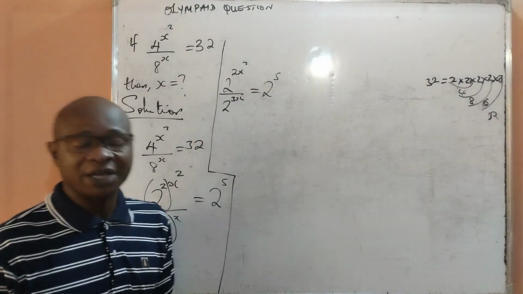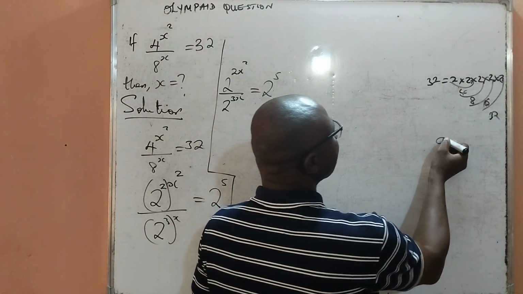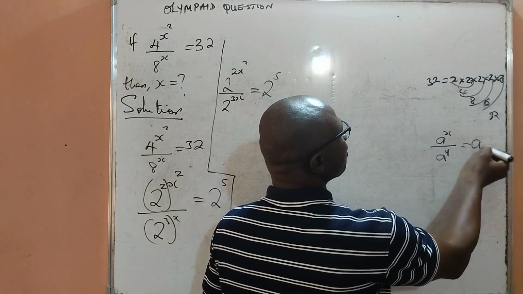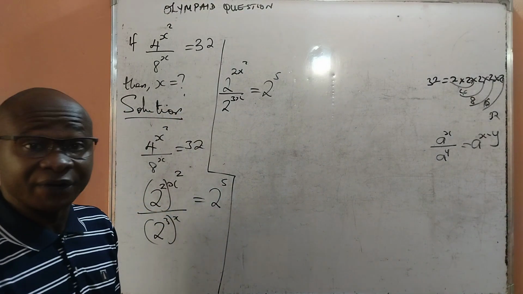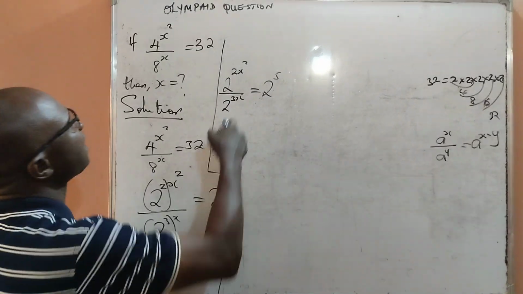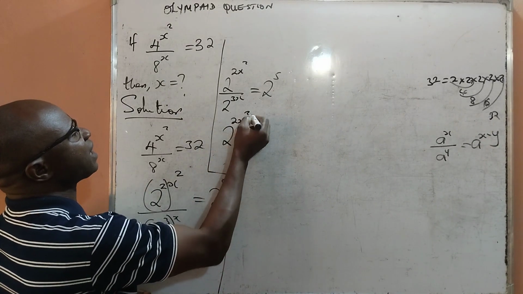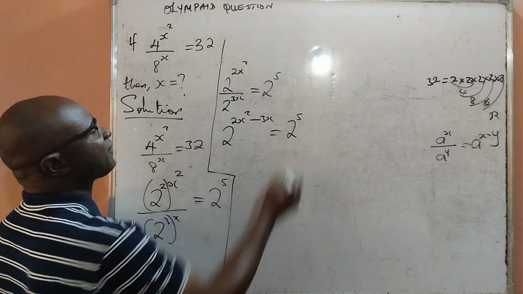Now, I will apply the division law of indices that says if I have a^x all over a^y, it is equal to a^(x minus y), okay? Whereby the power of the denominator should be subtracted from the power of the numerator. And when that happens, from the left hand side, I have 2 raised to the power 2x squared minus 3x is equal to 2^5.